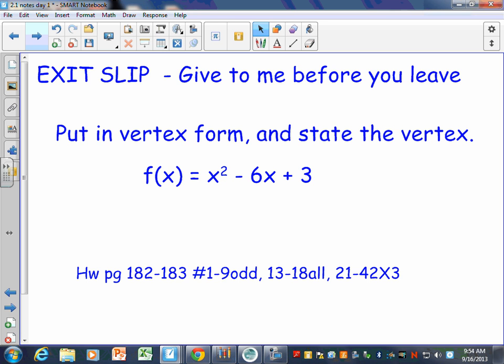Okay, I gave you an easy one. Put this in vertex form, state the vertex, and then when you're done with that, you can give it to me, and then that's your homework at the bottom. I need to make copies of the new assignment sheet, but this is 2 one-day one.